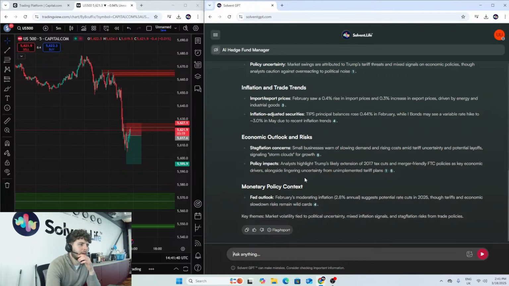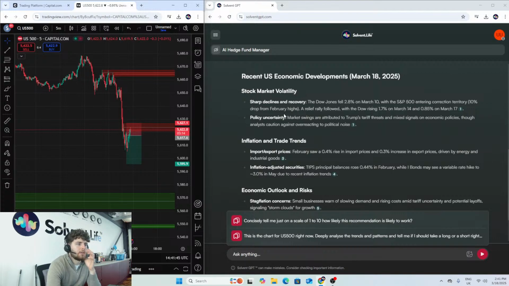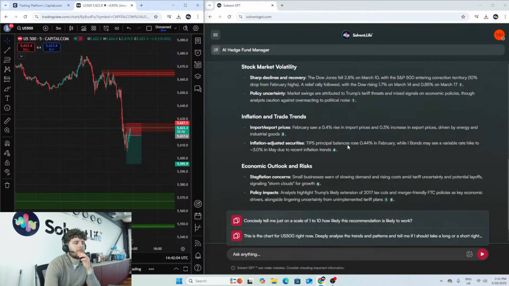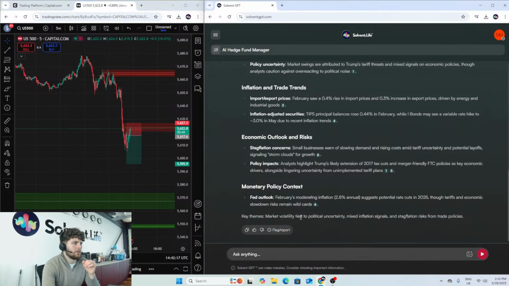Some policy impacts. Dow Jones fell 2.8% on March 10th. Market swings are attributed to tariff threats and mixed signals on economic policies. Interesting.